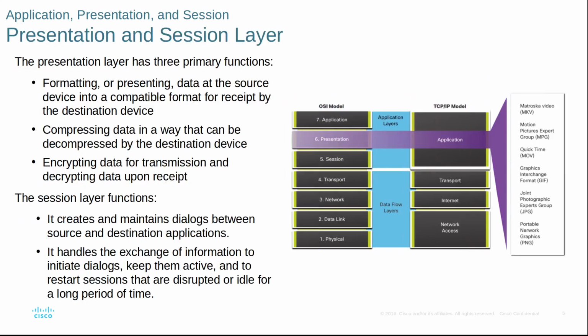So the presentation layer has three primary functions. It's responsible for formatting the data, or presenting the data at the source device, into a compatible format that can be received by the recipient device. Any compression that we deal with happens here, so the data can be compressed in a way that it can be decompressed at the other end. Also encryption. If we're encrypting data for transmission and decrypting at the other end, that happens at the presentation layer as well.